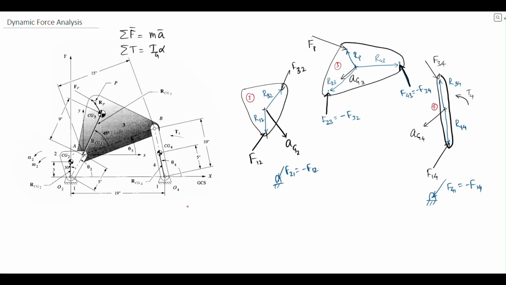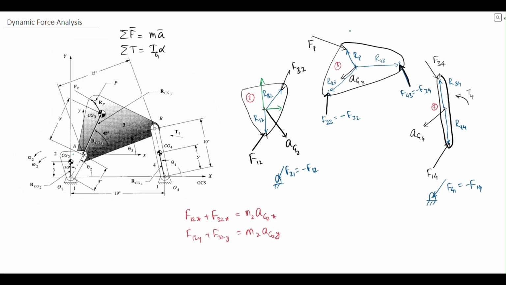Then we can write, say, for body 2, we can start with F12 in x direction plus F32 in x direction should be equal to M2 times aG2 in x direction. And then we'll have F12 in y plus F32 in y should be equal to M2 aG2 in y direction. So we are essentially taking the local coordinate system for this at a convenient point. We can consider a local coordinate system here.